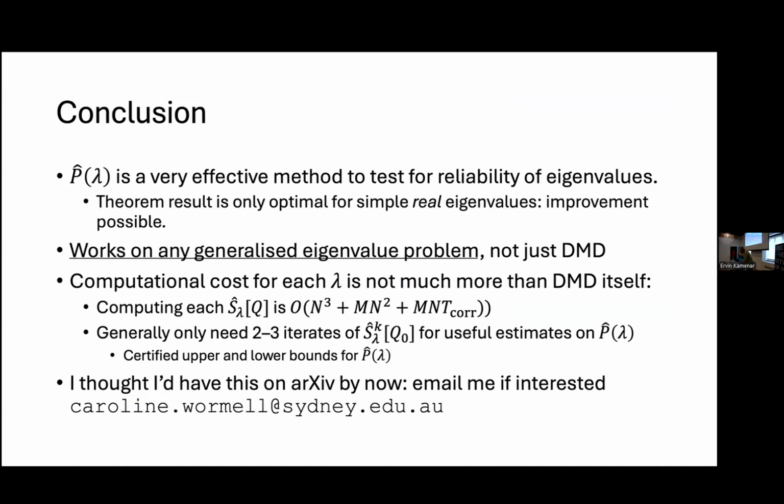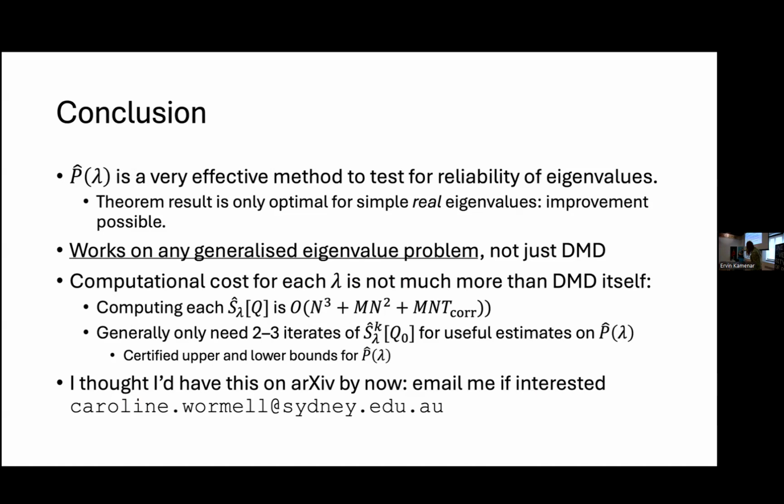So as a conclusion, this is a very effective method to test for the reliability of these eigenvalues. Well, to test your data, right? You have some data, you do EDMD on it, you do DMD, or something else, and you want to see if your eigenvalues are artifacts of finite data, or if they're real. And this is a very good way to do it. I don't think it's optimal. I think there's maybe a factor of 2 that you could improve it by.